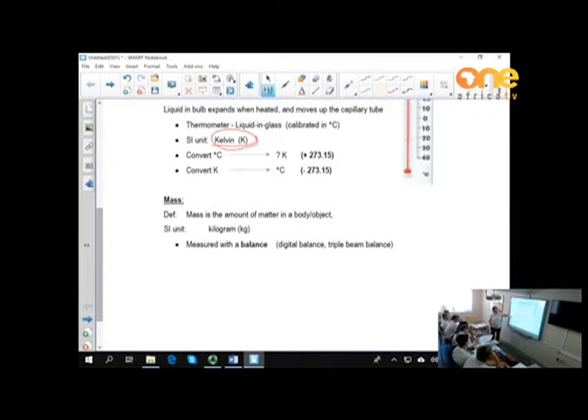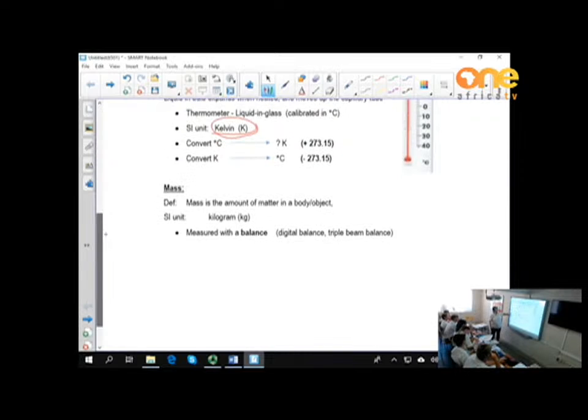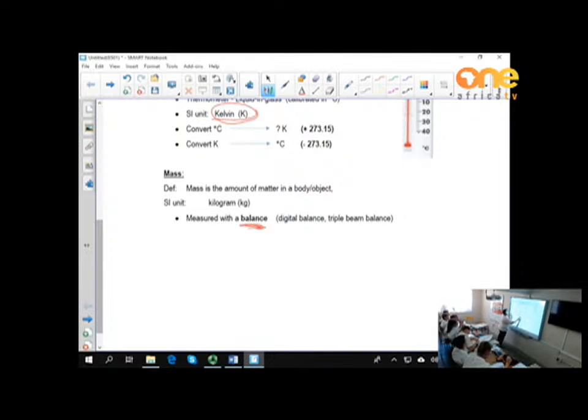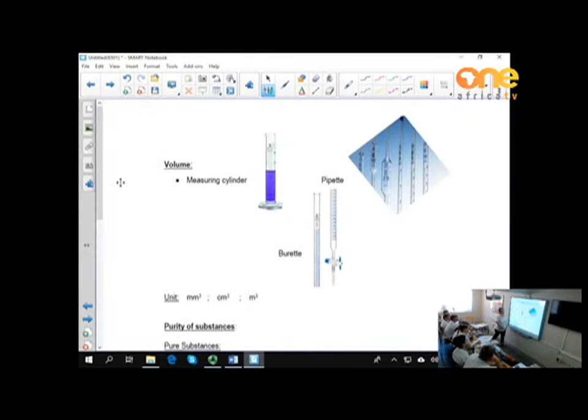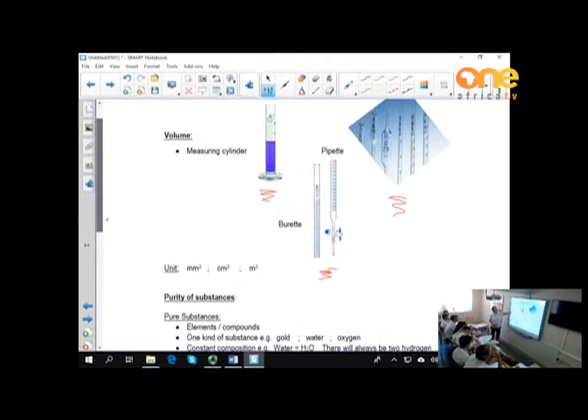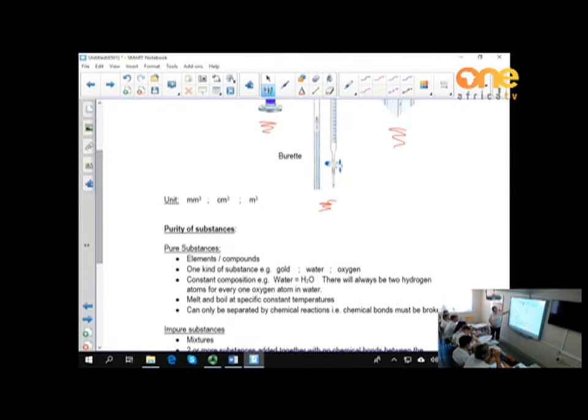The next quantity was mass. Mass is the amount of matter, and it's measured in kilograms. The apparatus we use is a balance. Then we said volume can be measured using a measuring cylinder or a burette and a pipette. Just remember when we work with a burette and a pipette, if you run the liquid out, you don't blow out the last drop. There's always a little drop stuck in the bottom of the apparatus, but it's been calibrated with that drop left in it. Unit for volume: cubic centimeters, meters, or millimeters.